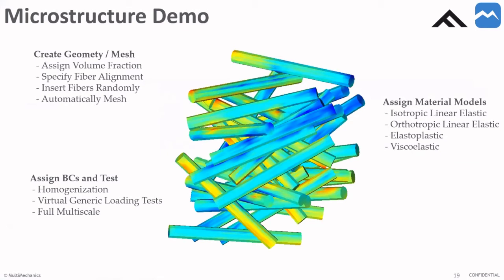And then with the different tests you can do simple homogenization. You can do some generic loading tests, and you can also run a full multiscale. And we're not taking any shortcuts when we're doing all these full multiscale simulations. We're directly solving the RVE. So there are no assumptions like mean field or anything like that. No analytical formulations are used. It's all direct computation.